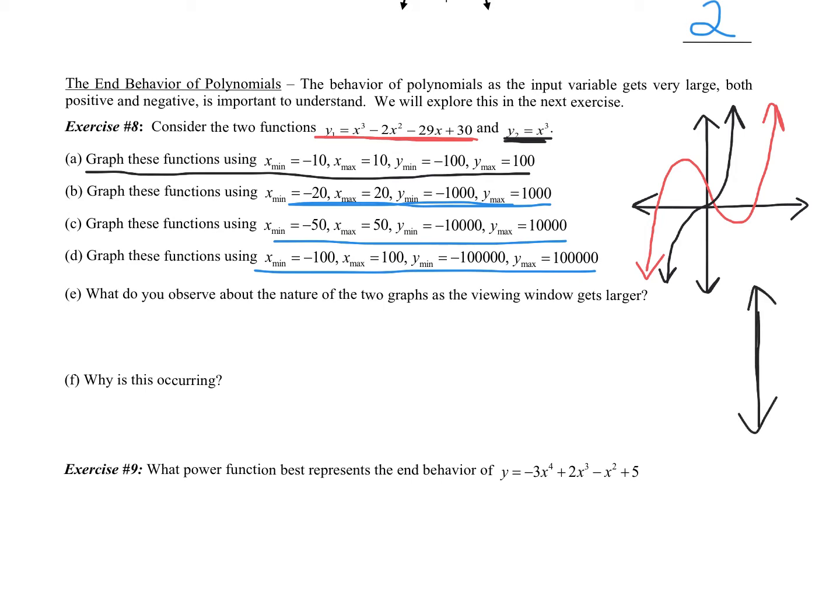So I'm just going to draw this out. If we had that most zoomed out window, both of the graphs, so my polynomial function, these, when we're so zoomed out, these loops kind of become insignificant and we don't see them. And we only see what's called the end behavior, or where the arrows are going. So they actually look like they're the same graph. So what do you observe about the nature of the two graphs as the viewing window gets larger? They look the same.